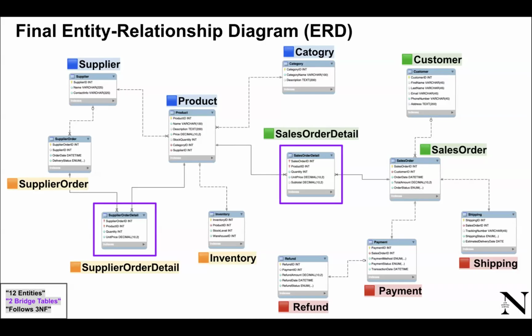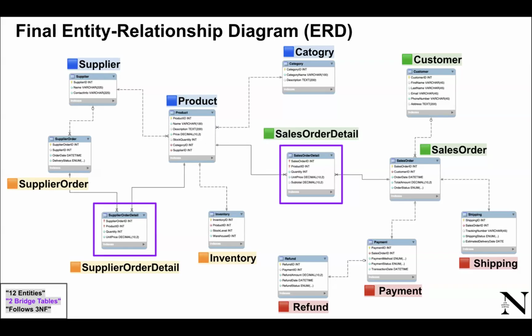And then for the orange color of inventory management, we have the inventory entity, which has a one-to-one relationship with the product table to track stock levels. And the supplier order table and its bridge table, supplier order details, manage the restocking from the suppliers.